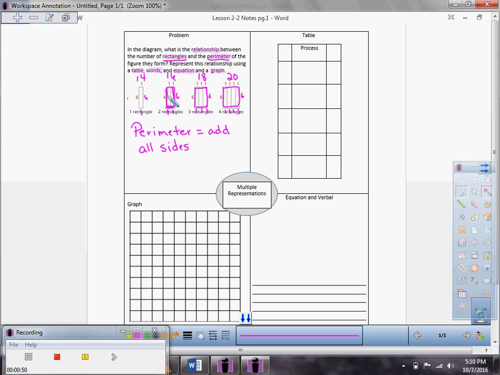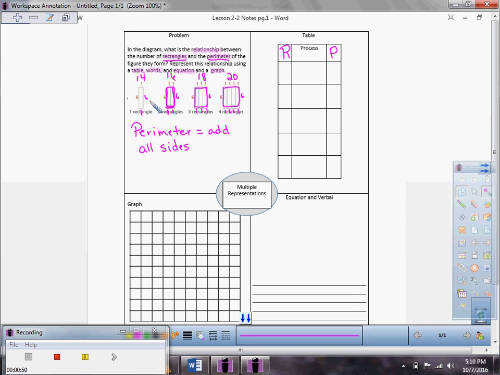So to take this information and record it so that we can see more patterns that have developed, we can put it on a table. We can organize that data in a table. The relationship they wanted was the rectangles and the perimeter. So I'm going to use this column here to record the rectangles, using an R for rectangle, and I'll use this column here to record the perimeters. Again, we're just taking this information and recording it in an organized list.